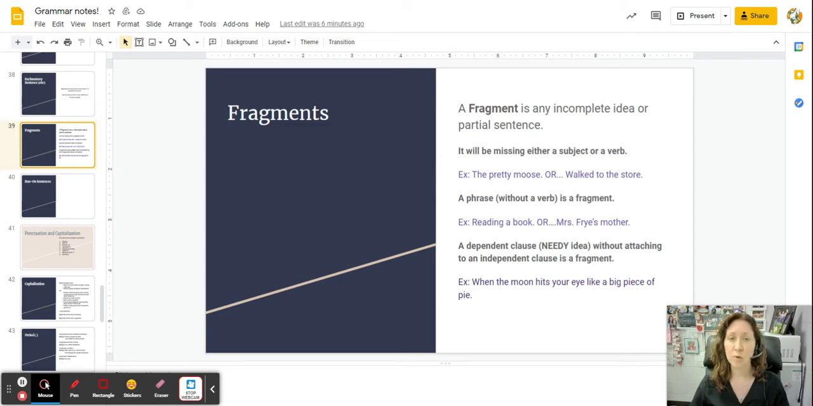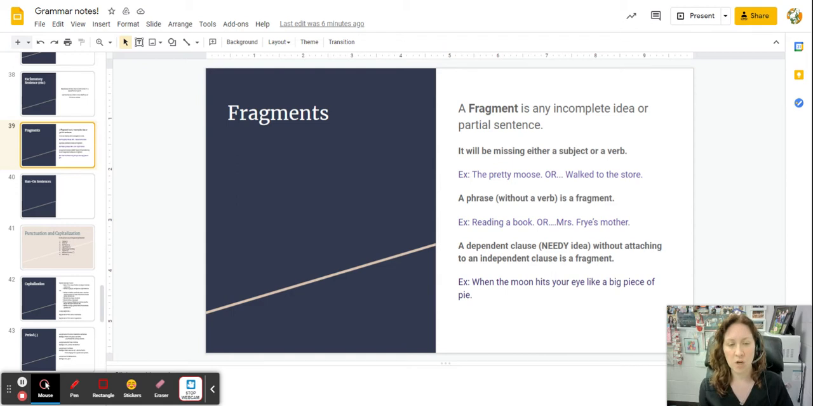So if the sentence said the pretty moose, well, I don't know what the pretty moose did. So in that case, it's got to be a fragment. On the other hand, walk to the store has a verb, but in that case, we don't have a subject and we don't know who or what walked to the store.